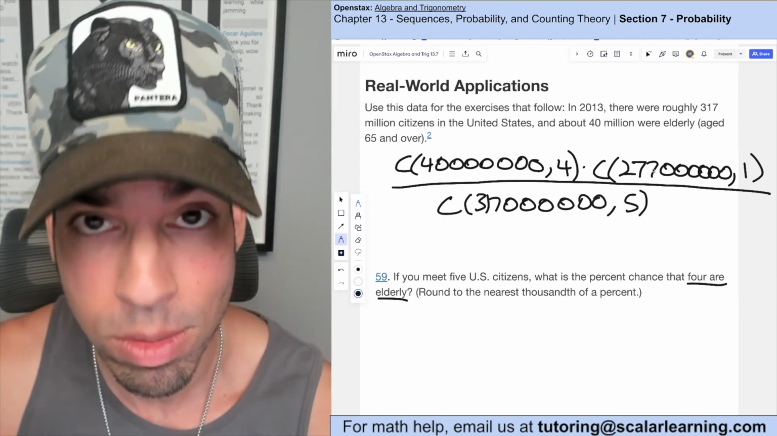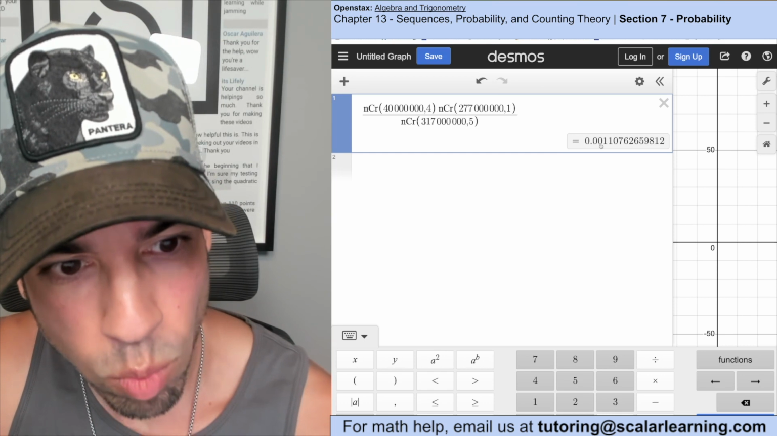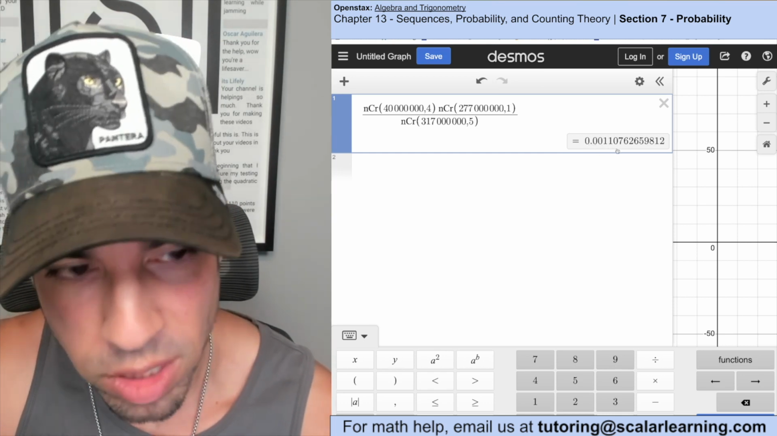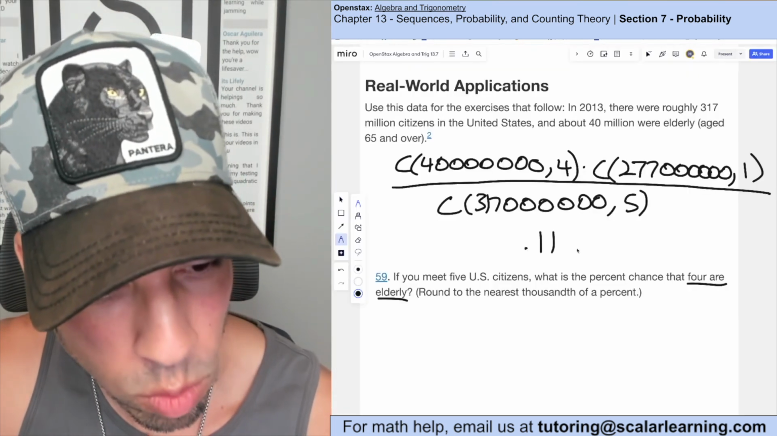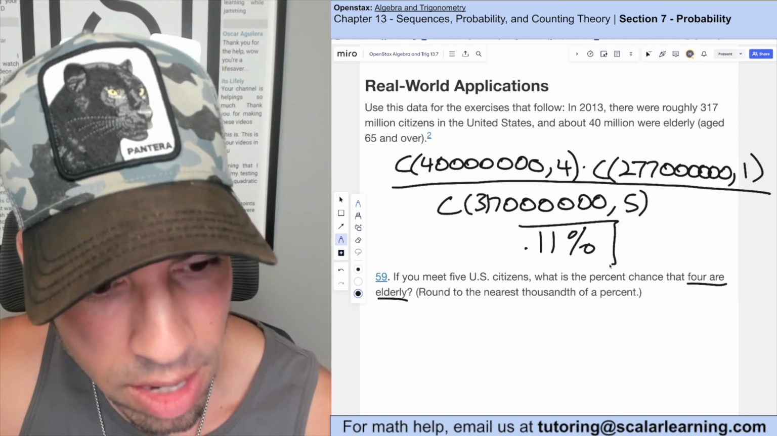Let's see that in Desmos. And here we get 0.0011, which would be 0.11%. So the answer is 0.11%. That's how you do it.